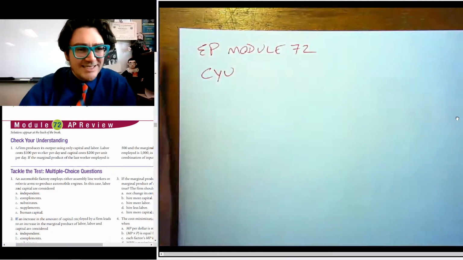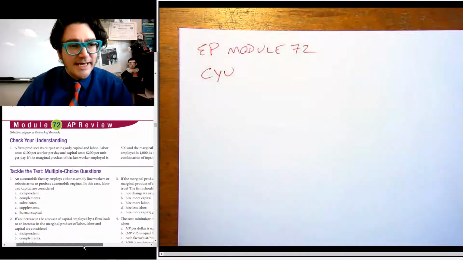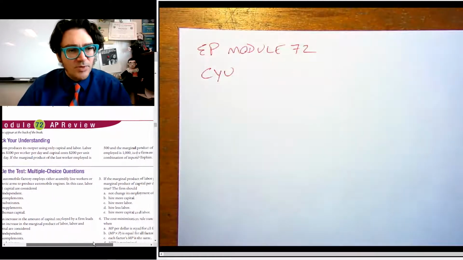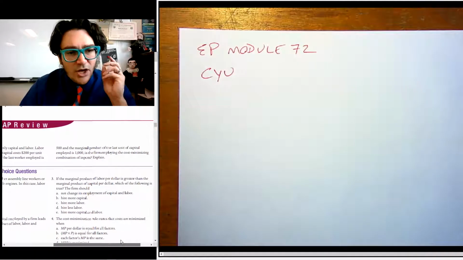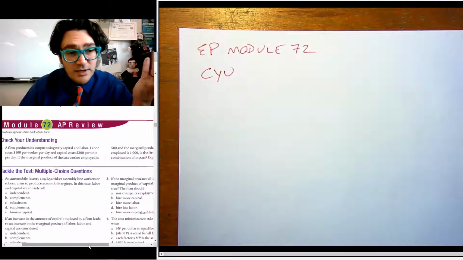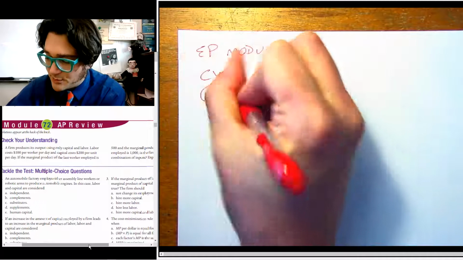A firm produces its output using only capital and labor. Labor's 100 a day, capital's 200 a day, MP of the last worker employed's 500, MP of the last capital's 1,000. Are they cost minimizing? Explain. Well, that's actually a nice, easy question.